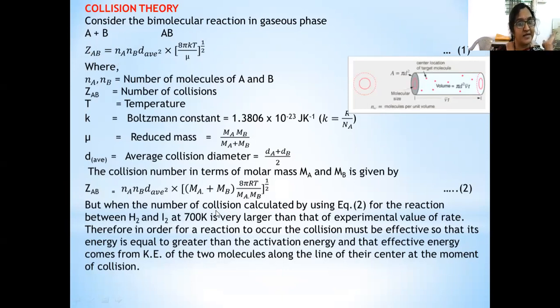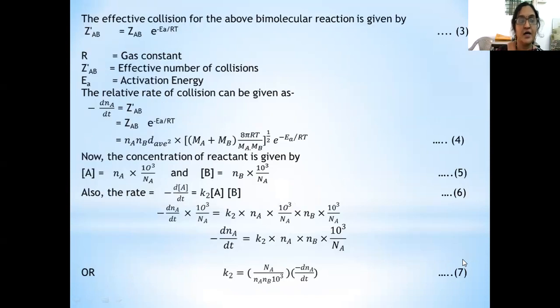okay, because the rate is very, very high. Already we have discussed, if 3 reactant molecules are there, and we consider 100% possibility, only 3 products are formed, but 9 collisions are possible. So the rate is very, very high when we consider all collisions. Therefore, in order for a reaction to occur, the collision must be effective so that its energy is equal to or greater than the activation energy, and the effective energy comes from the kinetic energy of the 2 reactant molecules along the line of their centers at the moment of the collision.